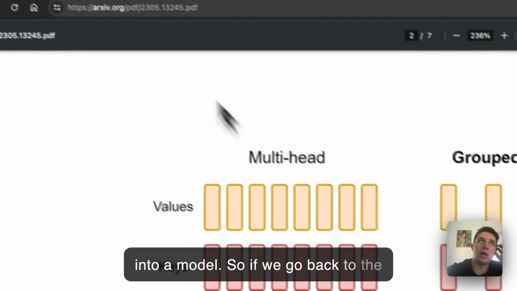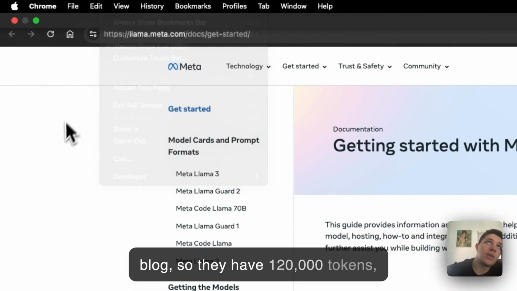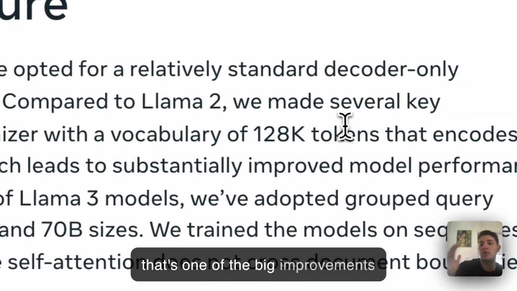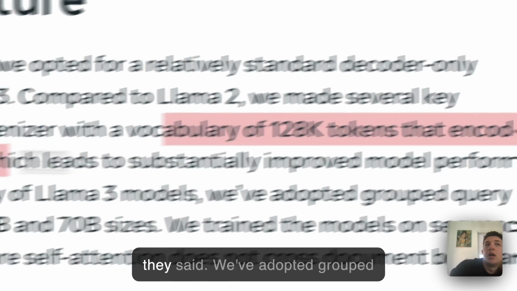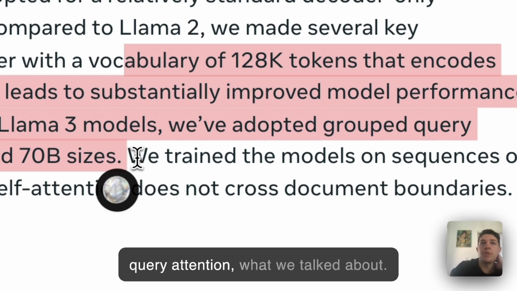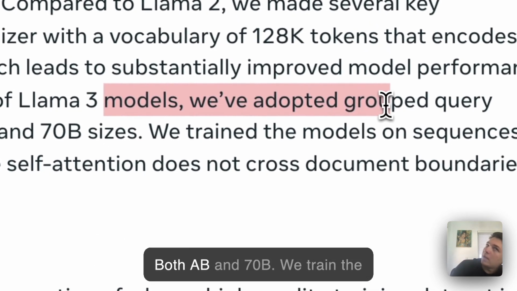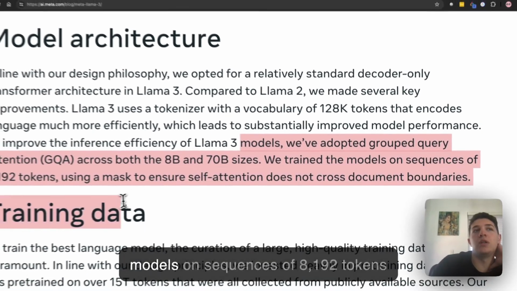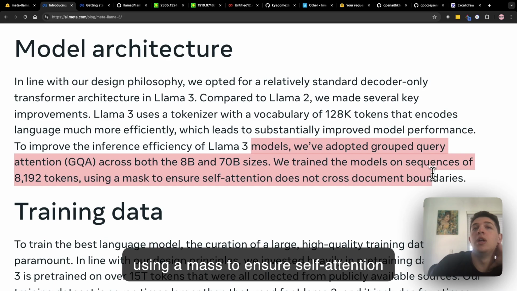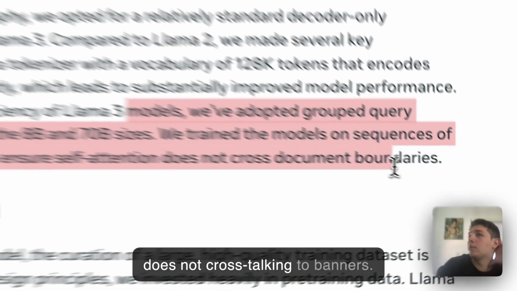So if we go back to the blog, they have 128,000 tokens. That's one of the big improvements they mentioned. We've adopted grouped query attention, what we talked about, at both 8B and 70B. We train the models on sequences of 8,192 tokens using a mask to ensure self-attention does not cross document boundaries.